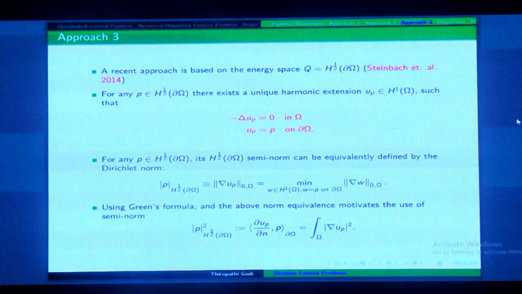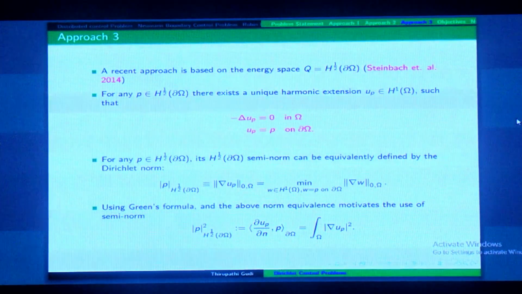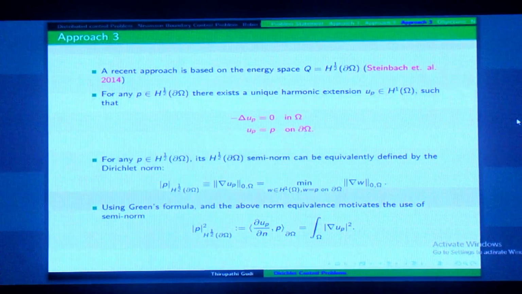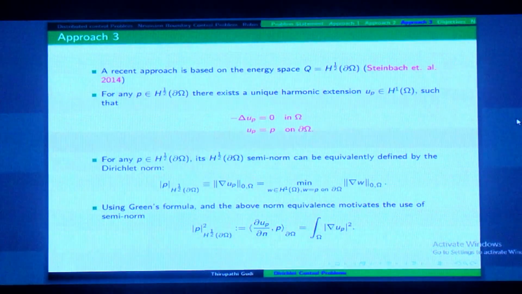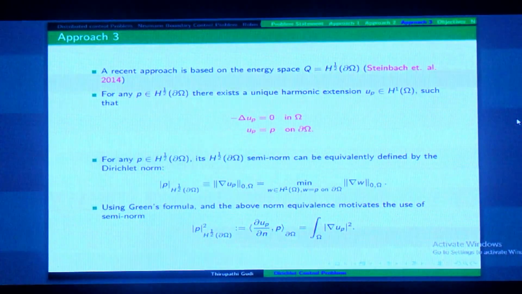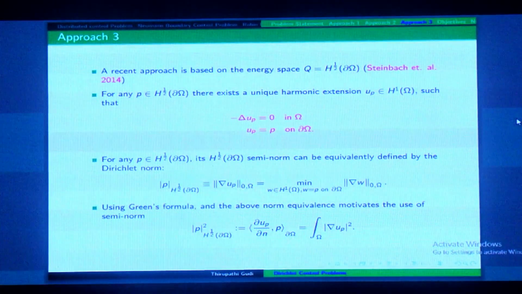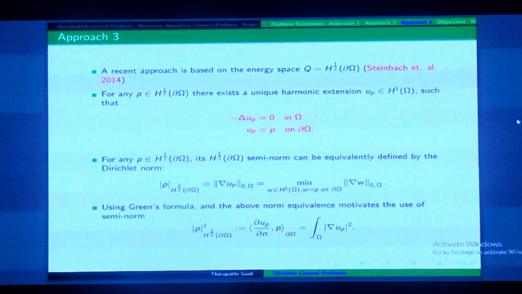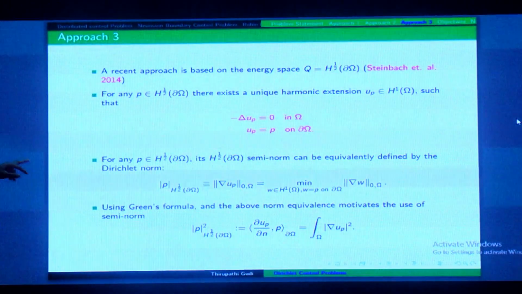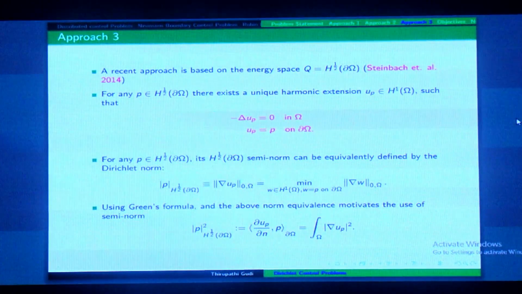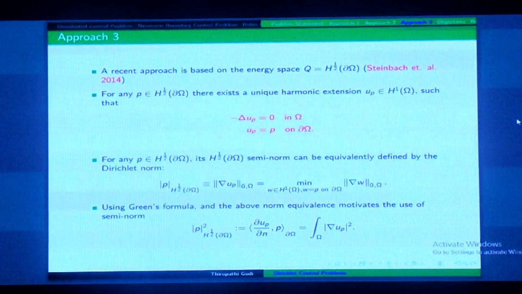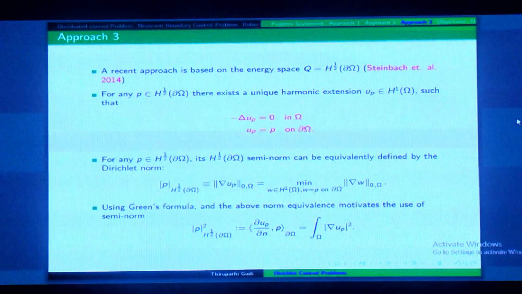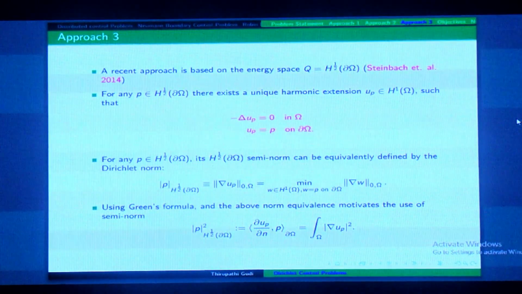What they did is that given any such function, there is a function in H1 that is harmonic inside. So for given such p in H of, you have a harmonic extension which is H1 inside. And then that H of norm is equivalent to the gradient of u_p in the interior. So you can relate this dual norm with the norm that is in the interior. So you can replace this by that norm.